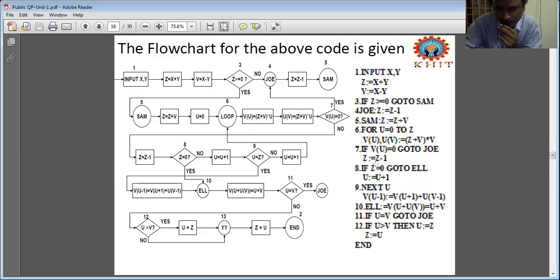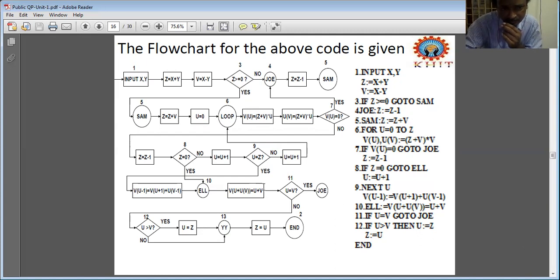Then no condition, z equal to z minus 1. Then if z equal to 0, go to L. True condition, go to L. False condition, u equal to u plus 1. Then we check whether u equal to z or not. If so, it again increases u equal to u plus 1 and goes back to the loop. That is repetition.